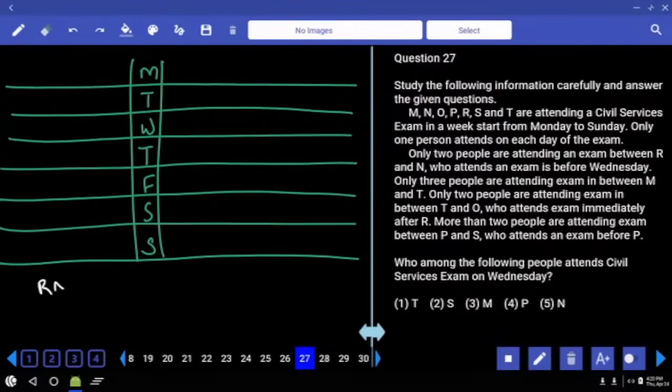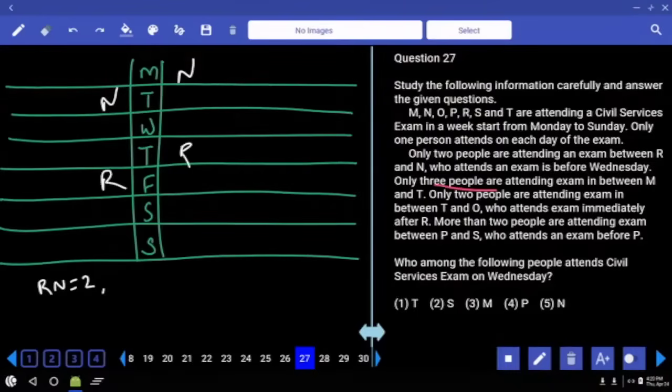Now in between R and N, how many? There are exactly 2 people. And N attends the exam before Wednesday. N is before Wednesday, so it can be on Tuesday or on Monday. How many possibilities do we have? 2. Now 2 in between N and R, N is here and R is here.